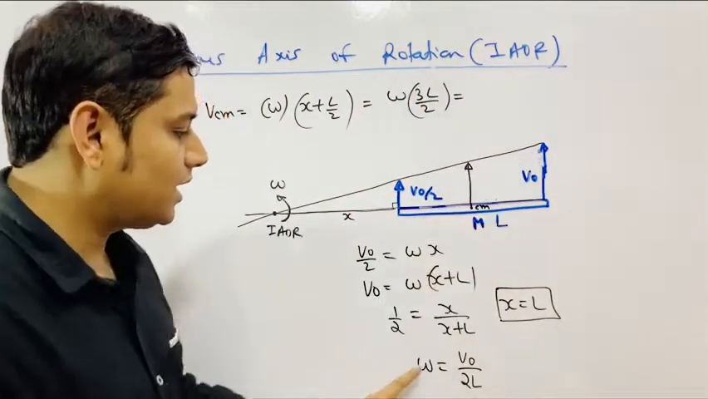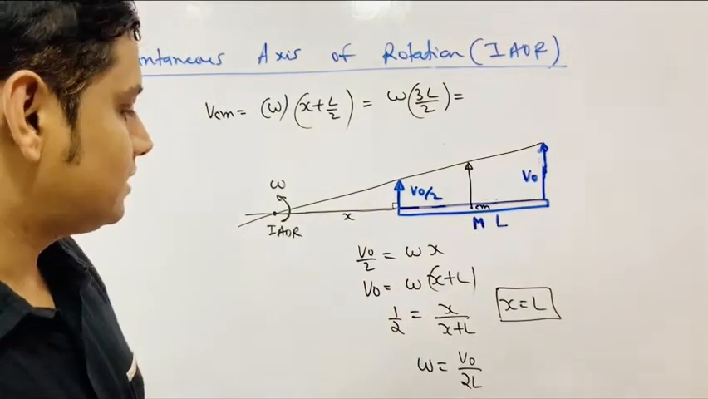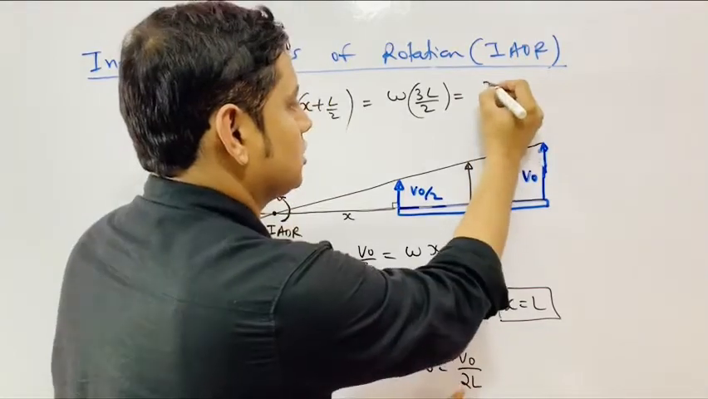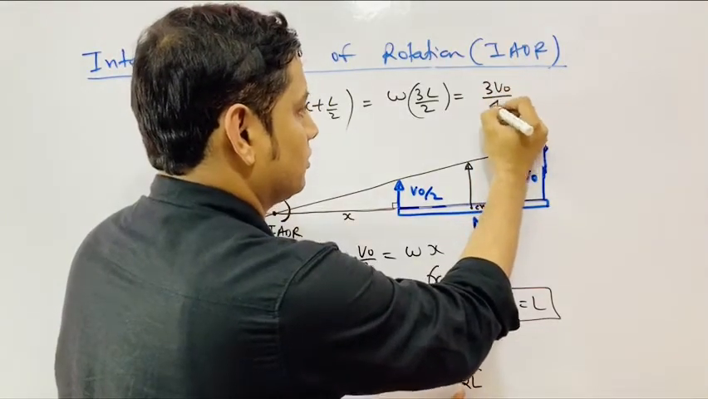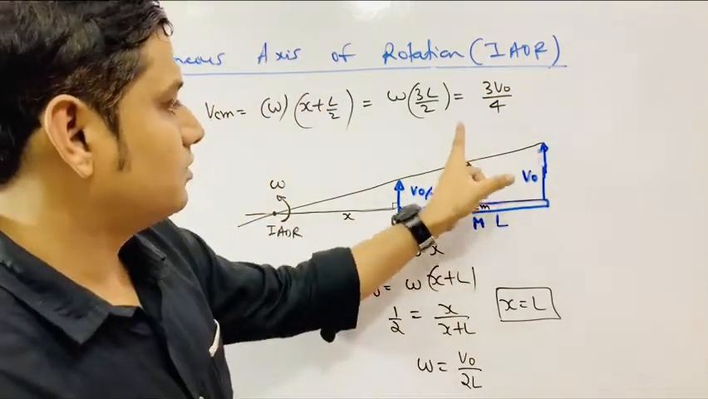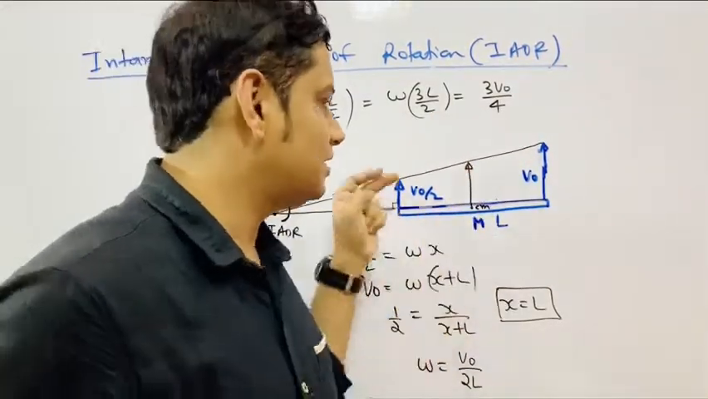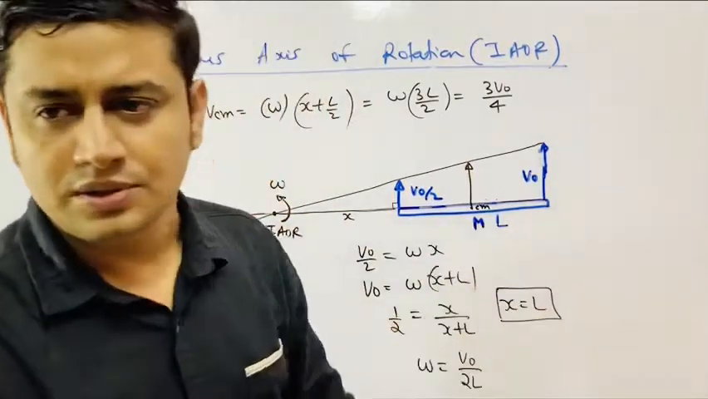But you know that omega is V naught by 2L. Omega is V naught by 2L. So this becomes 3 V naught by 4. So the midpoint of these two has this velocity, because the velocity is varying linearly, you can get it in any way.